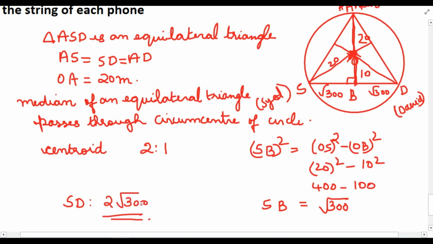This is the length of string of each phone. You can simplify this: we know that the square root of 100 is 10, so 20 root 3 meters will be the length of the string.